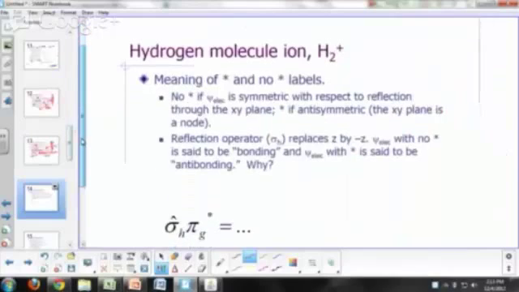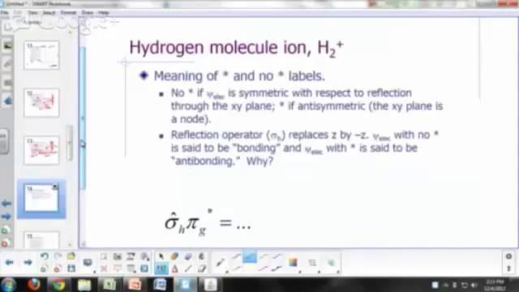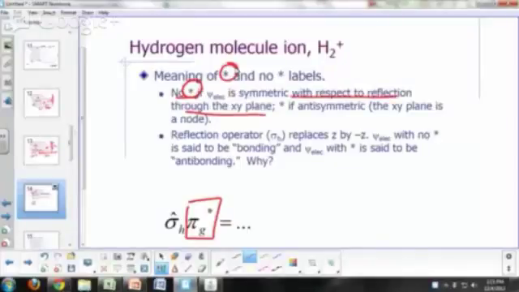Now, names of orbitals may also have a star as part of the name. So for example, you can have a pi g star orbital. If you have a star label on the name of the orbital, that simply means... I'm sorry, if there's no star, that means it's symmetric with respect to reflection through the xy plane. If you put a star, it's antisymmetric.